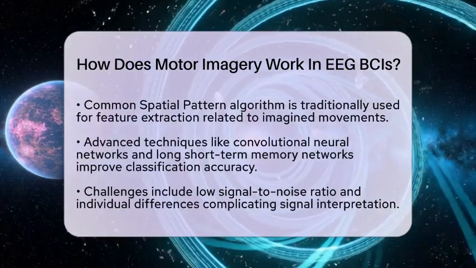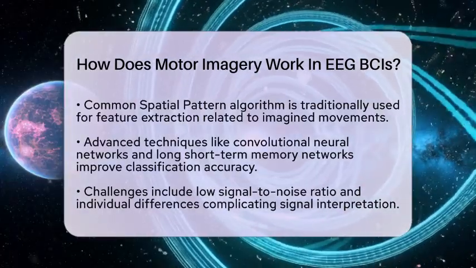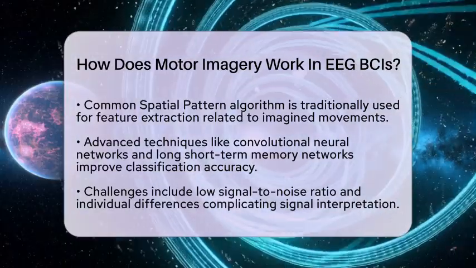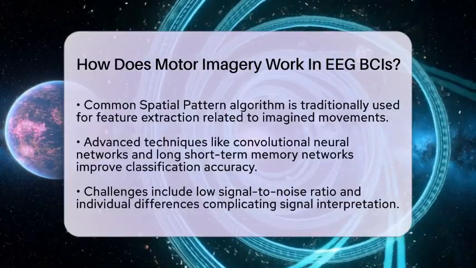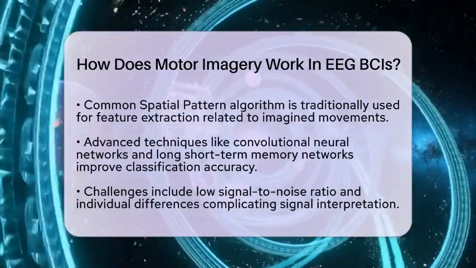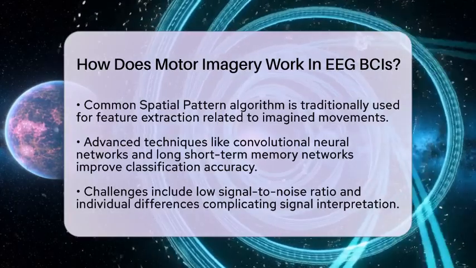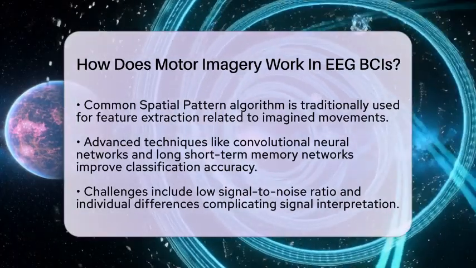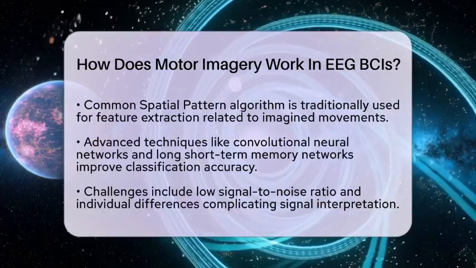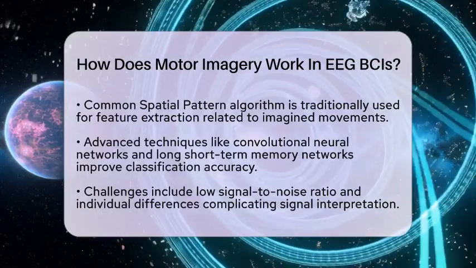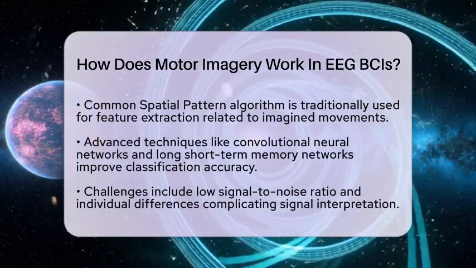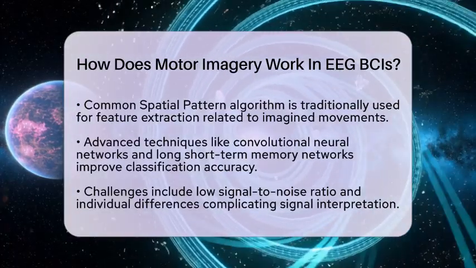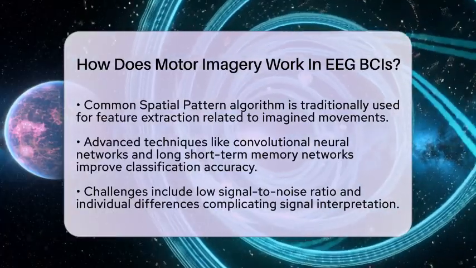However, there are still challenges to overcome. The low signal-to-noise ratio of electroencephalography can make it difficult to interpret signals. Additionally, individual differences and overlapping features from different imagined movements can complicate the process. To tackle these issues, researchers are developing hybrid models that combine deep learning with attention mechanisms and support vector machines. This approach helps improve feature discrimination and classification performance.